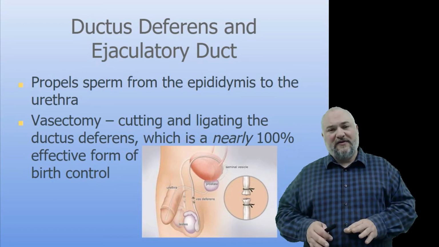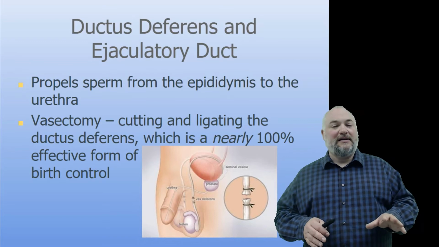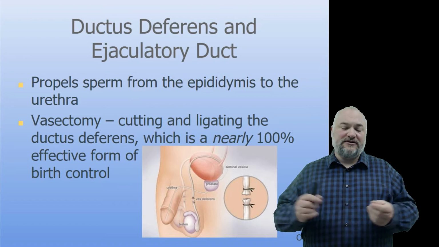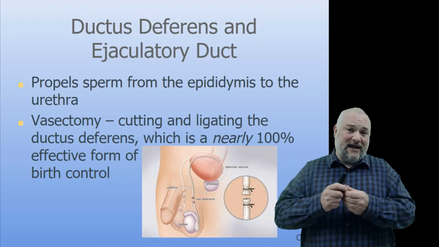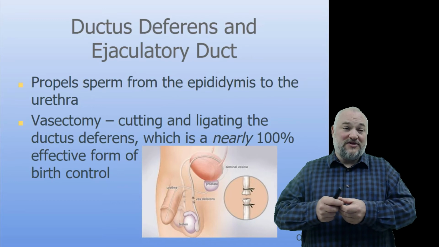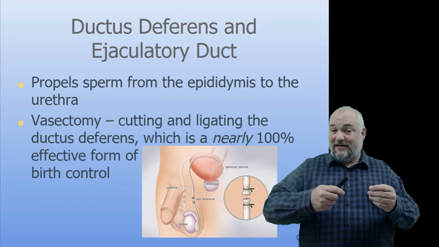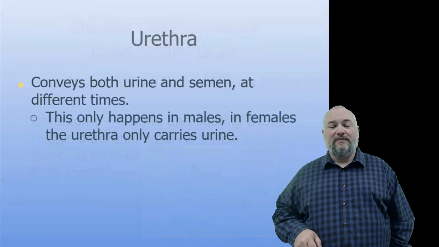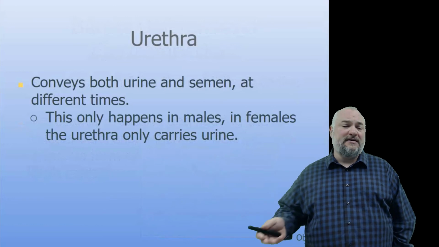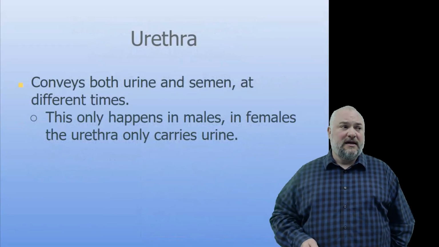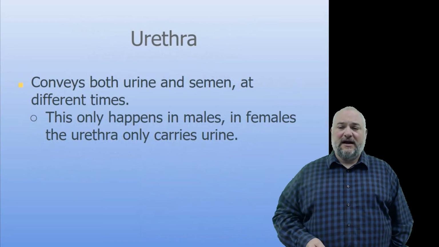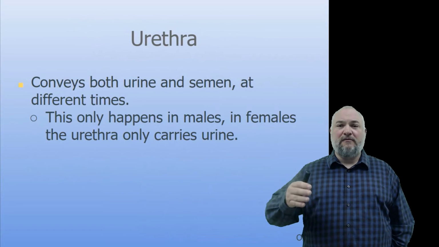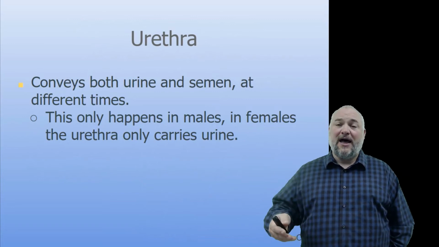I say nearly 100% effective because there are instances where either the doctors didn't tie things off well enough, or somehow the vas deferens or ductus deferens managed to reconnect and heal, and somebody who's had a vasectomy then all of a sudden gets pregnant, or the couple gets pregnant. They are technically reversible. It's not a 100% guarantee you can reverse them, but it is possible to have them reversed, at least for a while.